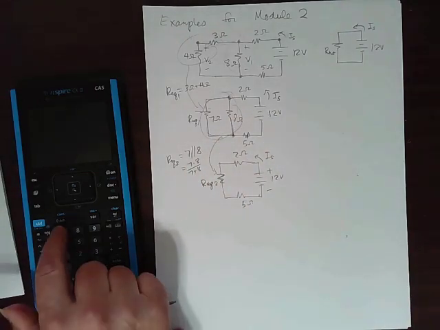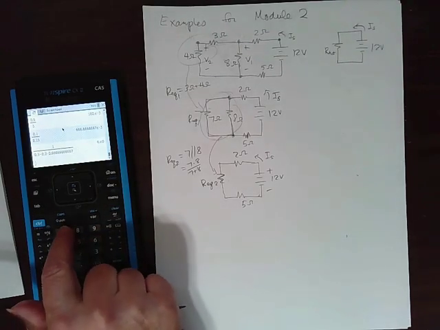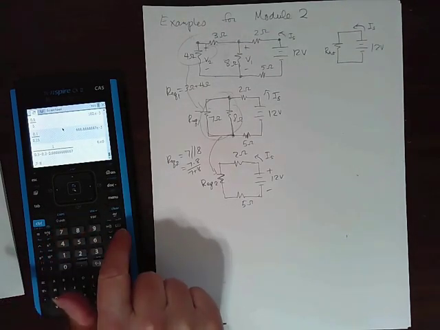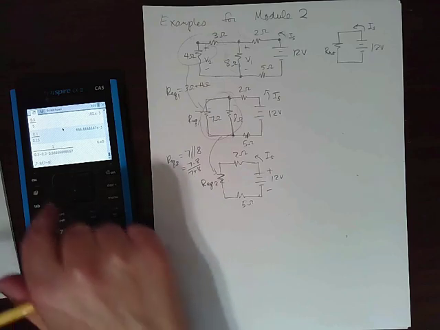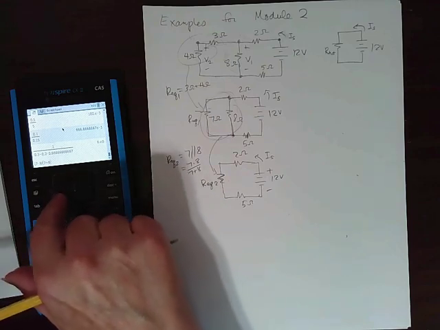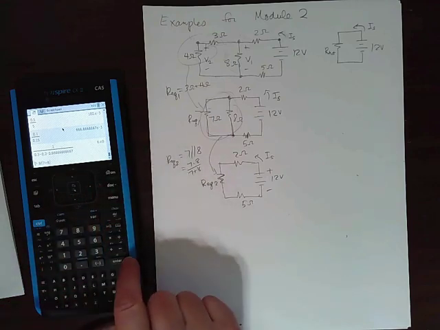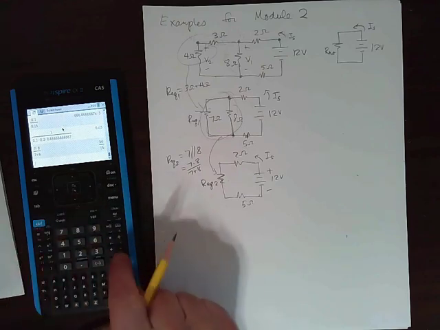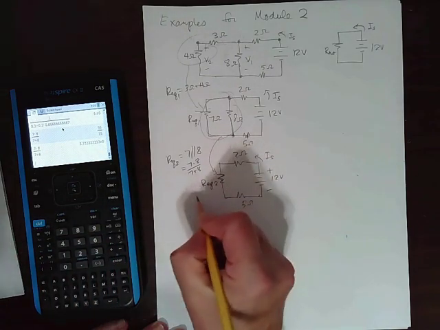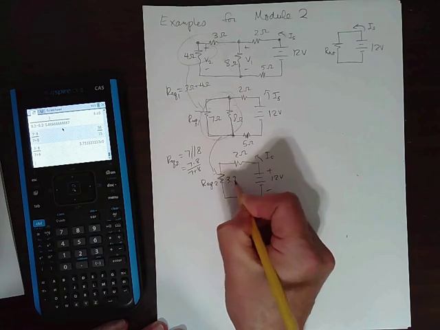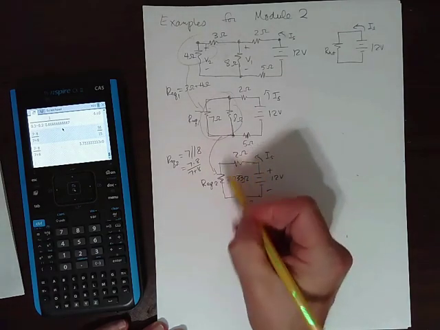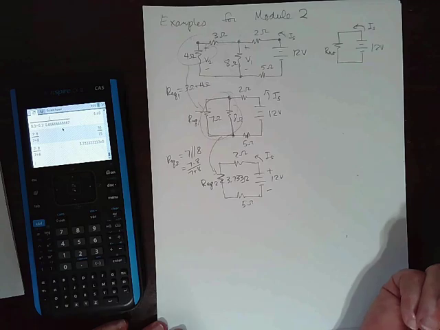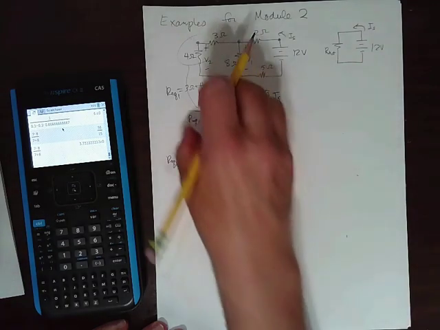All right, so we got 7 times 8 divided by 7 plus 8. Okay, so R equivalent 2 is 3.733 ohms. Now that we've got this melted down, conglomerated down, these became one.